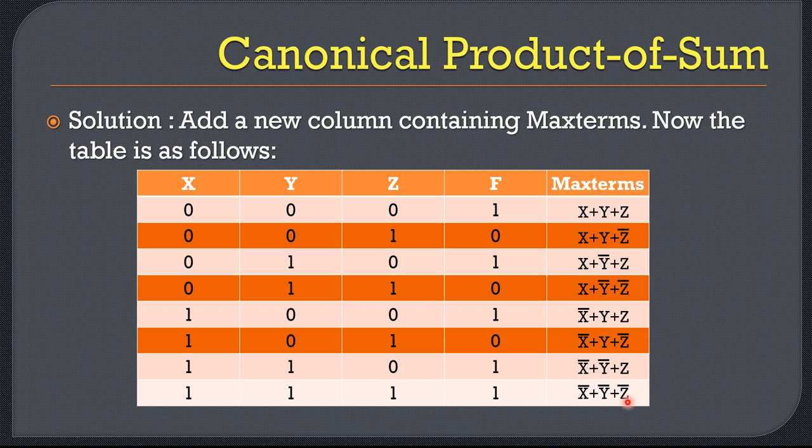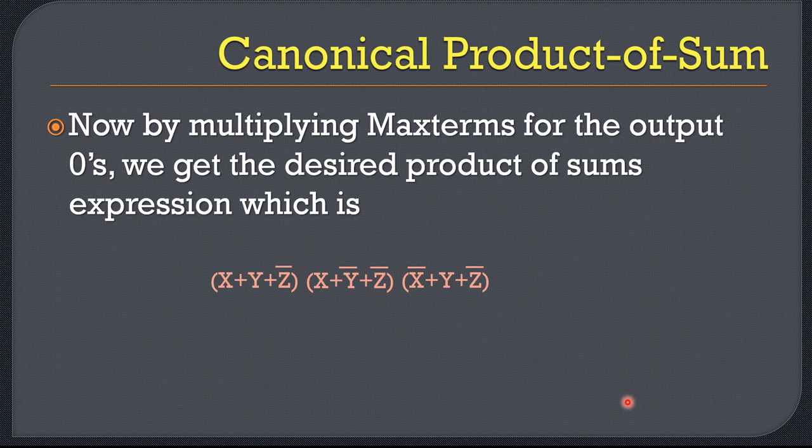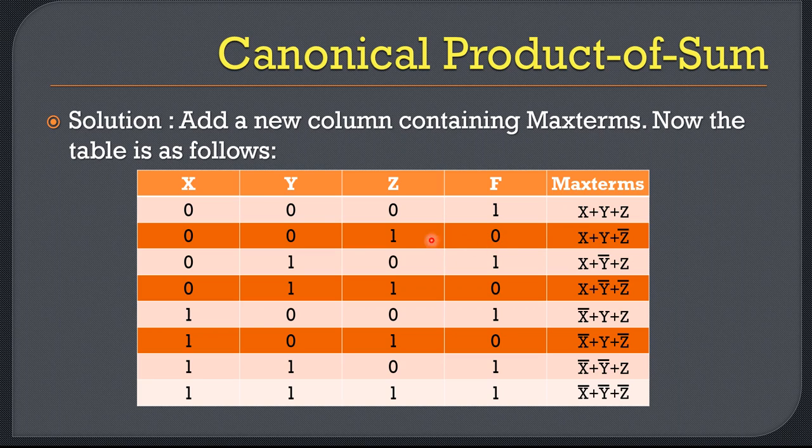You read it from the bottom and you will get the min terms. Now, multiplying the max terms for the output zeros, we get the desired product of sum expression. Now you are going to see where the zeros are. In the previous slide you can see you got only 3 zeros in the result column: the second row, the fourth row, and the sixth row. You are going to take only these max terms, and then multiply these terms to make it a canonical product of sum.